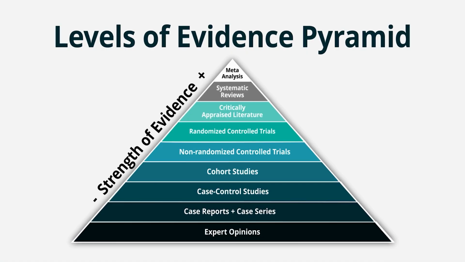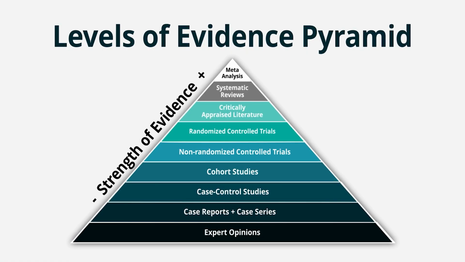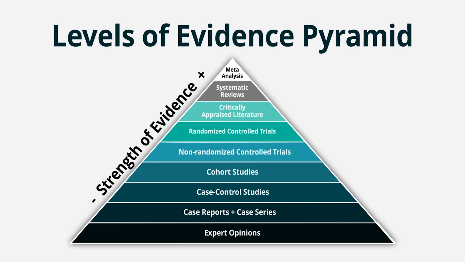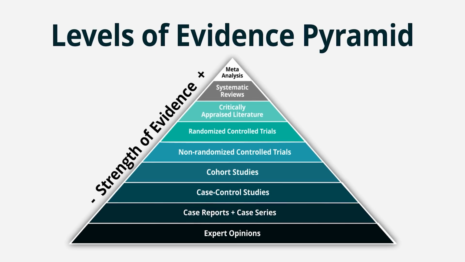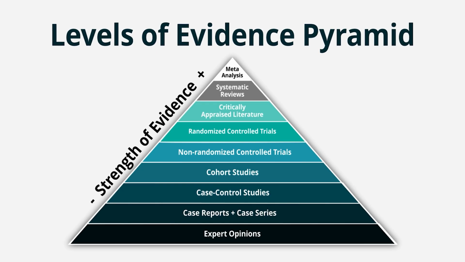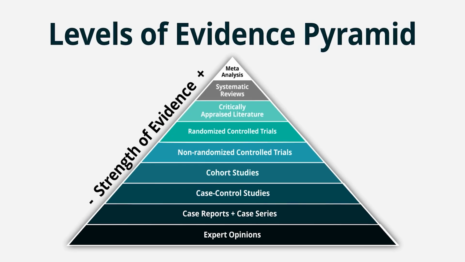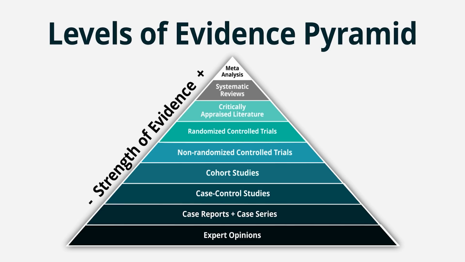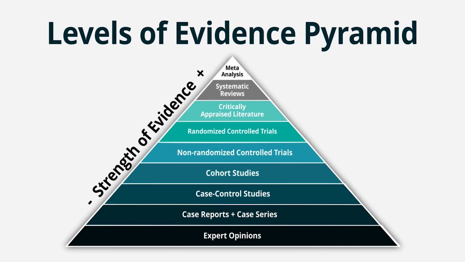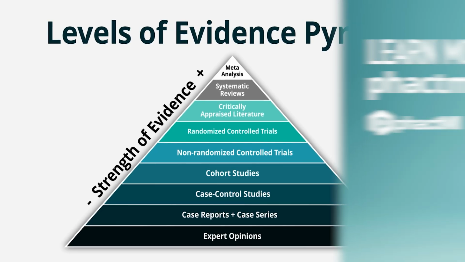In summary, the levels of evidence pyramid teaches us that not all research is created equal. From the hypothesis generating information at the bottom to the statistically rigorous meta-analysis at the top, our journey up the pyramid is a journey toward less bias and greater confidence. Using this hierarchy is foundational to practicing safe, effective, and evidence-based medicine.